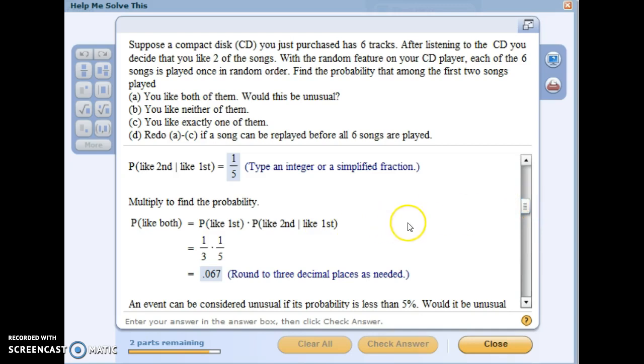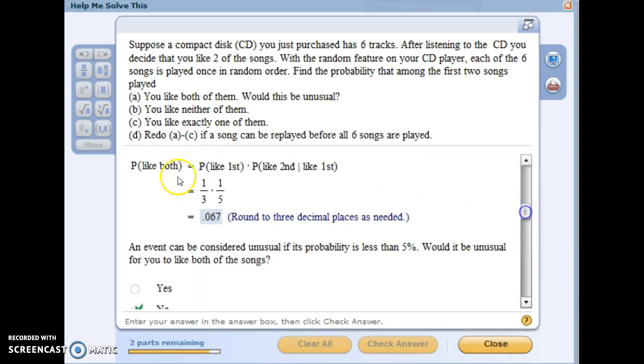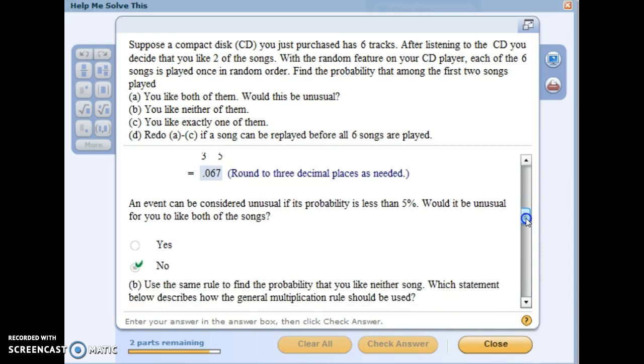So to find the probability of liking both, you would multiply those 2 together, and when you convert that to a decimal, you get this answer. We're going to say an event's unusual if it has a less than 5% chance. This is 6.7%, so it's barely above the unusual line. So we'll say, no, it's not unusual for us to like both of them.